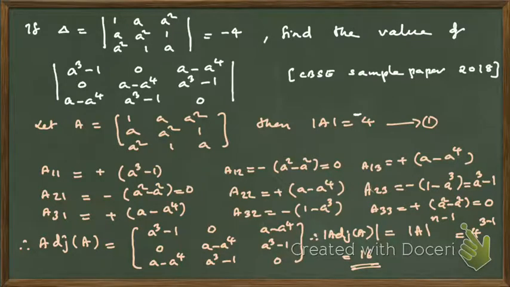Why square? Because n minus 1. The order of the matrix is 3. N stands for the order of the matrix. A was a 3 by 3 matrix. So 3 minus 1 is 2. So minus 4 squared. I wrote only 4 square, but minus 4 square or 4 square is the same. And that gives me 16 as my answer.